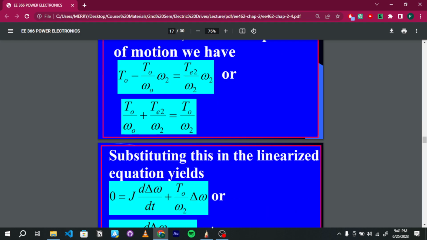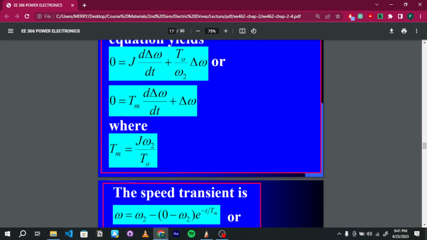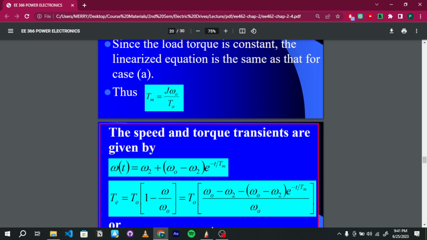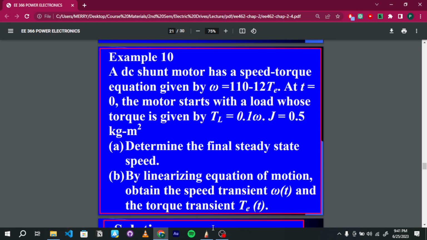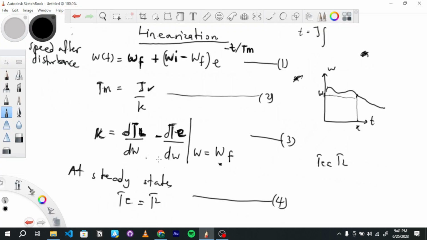All right. So let's take numerical examples. Okay, so let's see. A DC shunt motor has a speed torque equation given by this. So we've been given omega is equal to 110 minus 12 TE. I hope you have these formulas, and we use these formulas. Whenever you have a question on linearization to find a new steady state value and the transient speed, this is what you do.